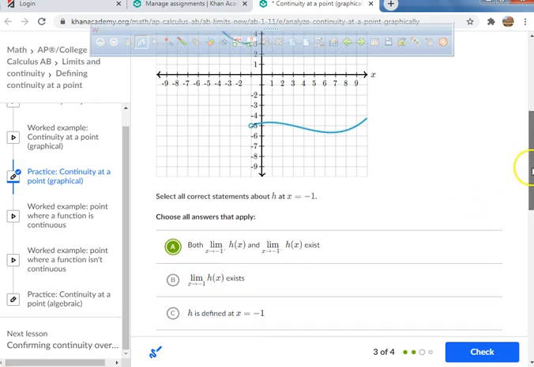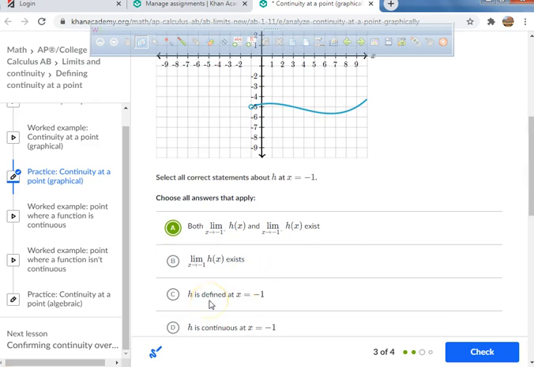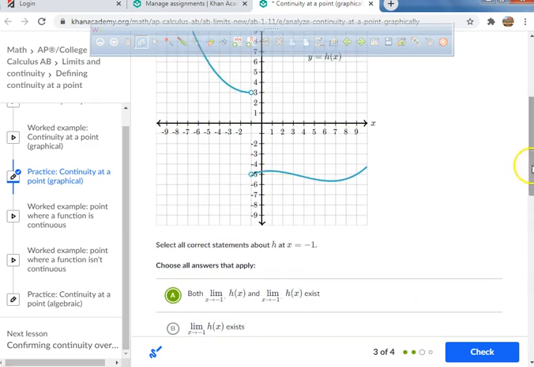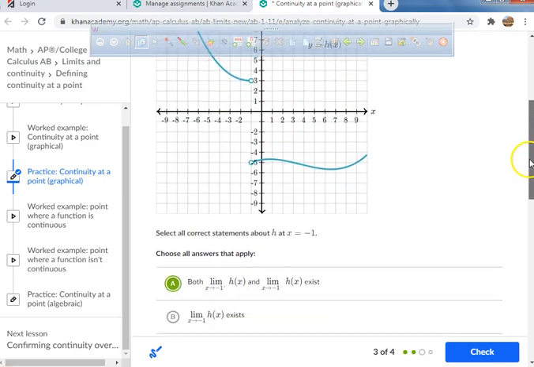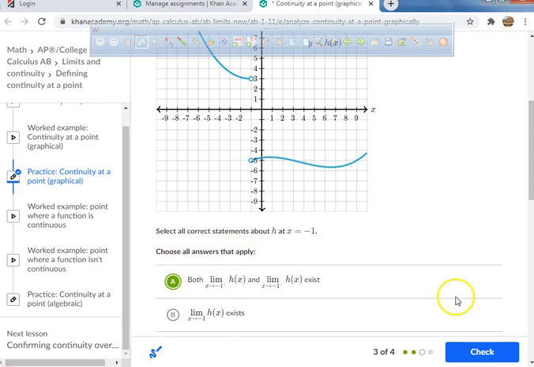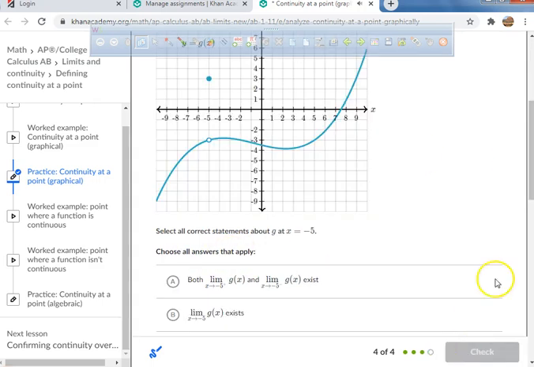And this time, it is not defined at x equals -1 because there is a hole there. Well, not a hole, but it's not defined because it's an open circle. And it's definitely not continuous. So the only answer I'm going to choose is the first one. Okay?